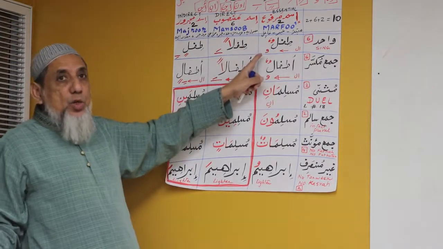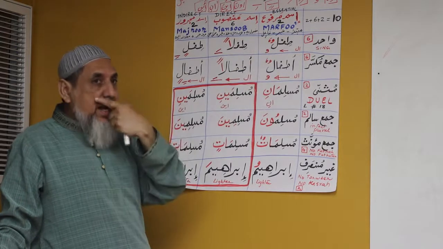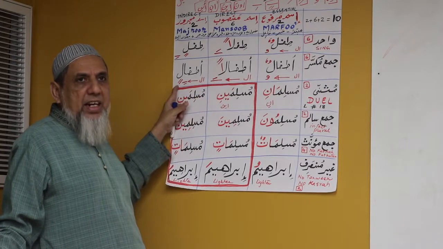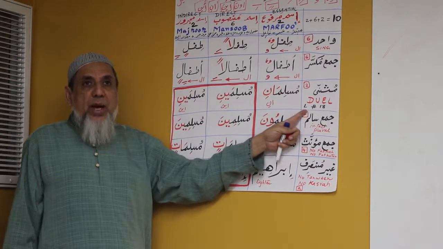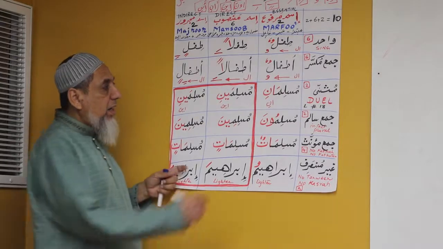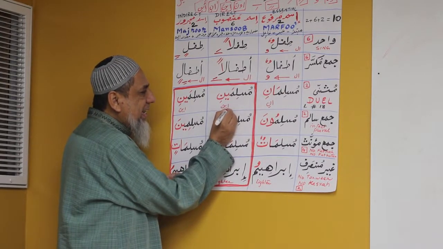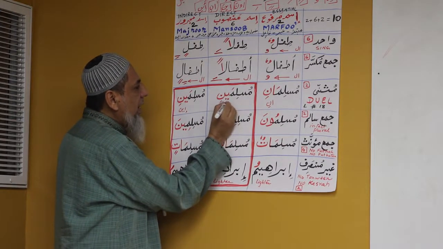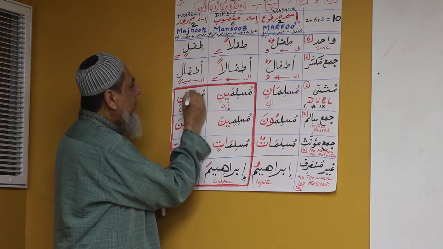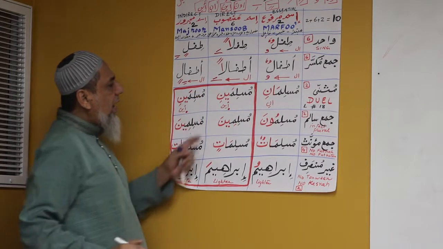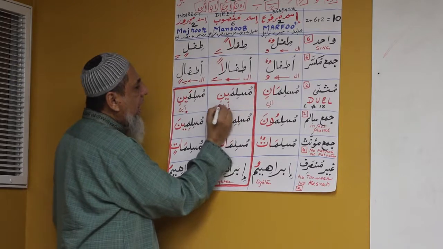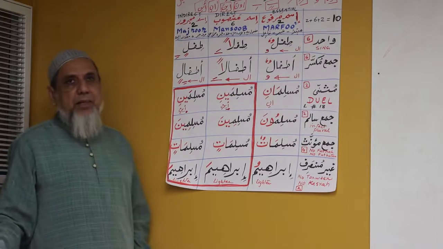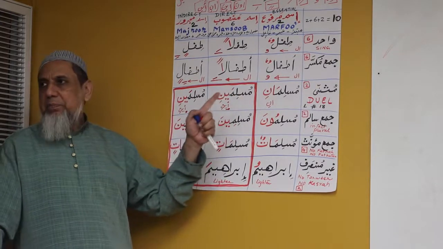Here you see you have dammatan, kasratan and fatatan, or one damma, one fatha and one kasra here. But in the dual, the Arab are ani, aini, ani, aini, musanna.